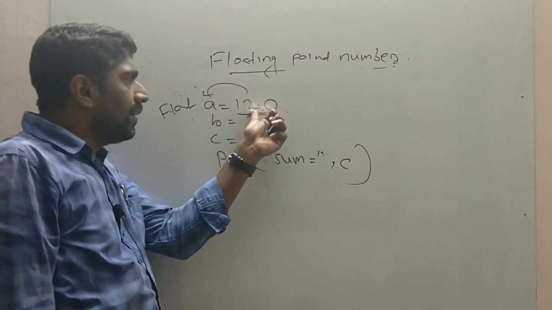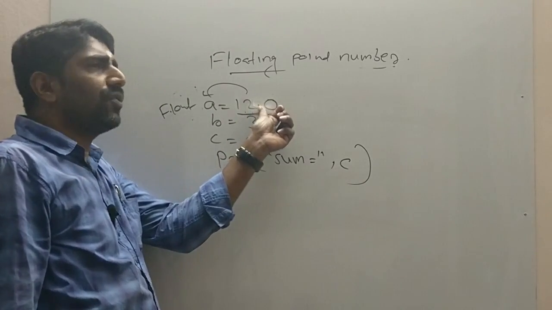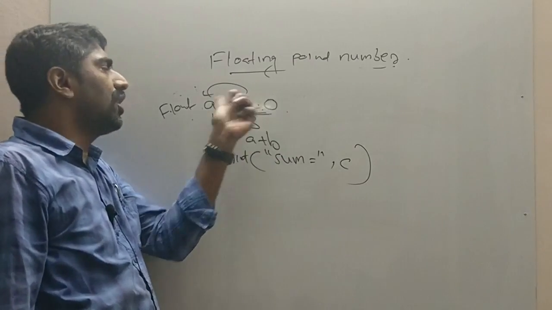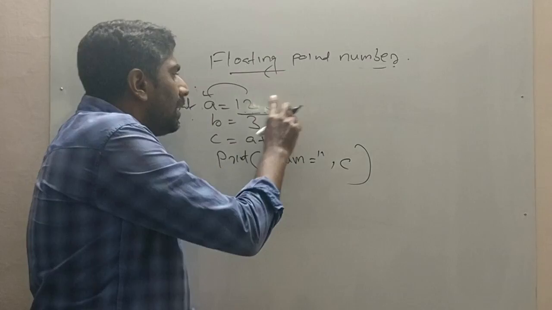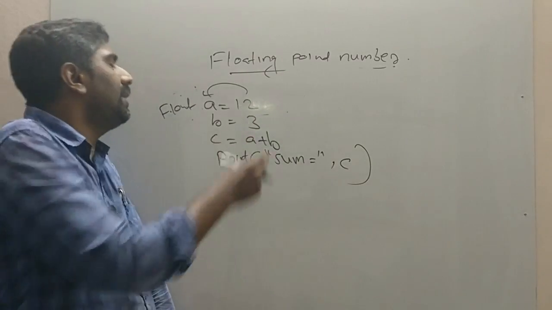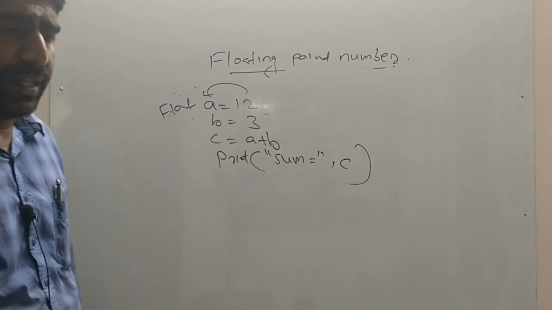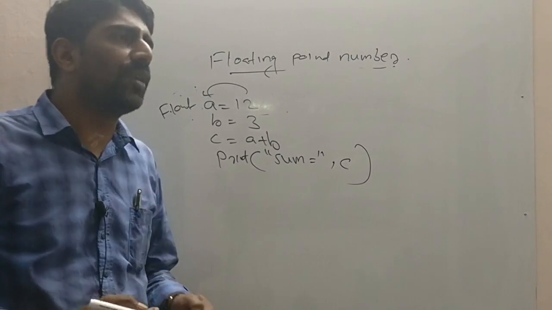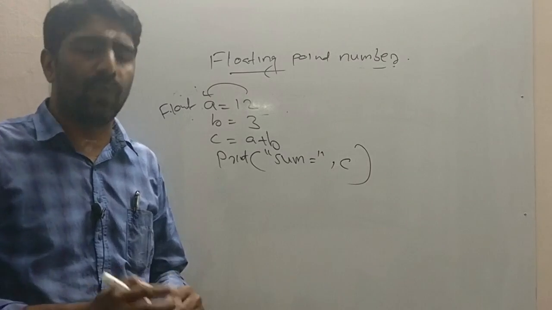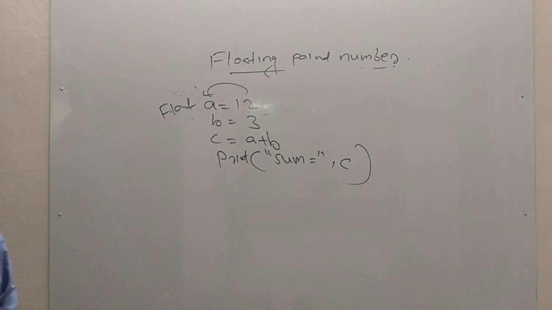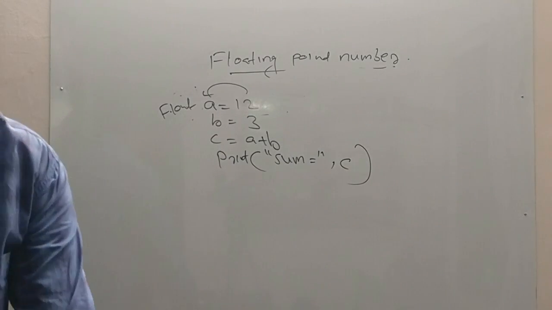If you enter a floating point, that means after the point, if any digit is there, it is treated as a floating point value. But here there is no point, it's only 12, then it is treated as an integer only. Clear? Then some advantages of floating point values over integer values. What are the advantages?